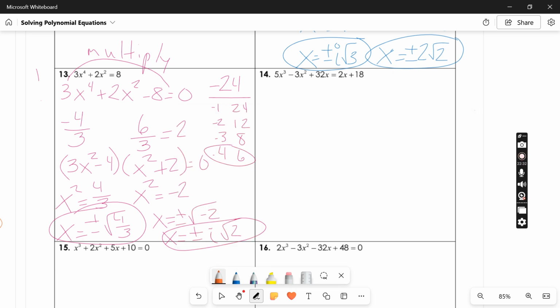Okay, so 14, 5x cubed minus 3x squared plus 32x. I do need to put everything on the same side, so I'm going to subtract that, and I'm going to subtract the 18. So this would give me 5x cubed minus 3x squared. If I subtract that 2, I'm subtracting it from the 32, so that would be plus 30x and then minus 18. Since this has 4 terms, I want to do what's called grouping, which means I want to cut this one in half, and I want to look at each side individually.